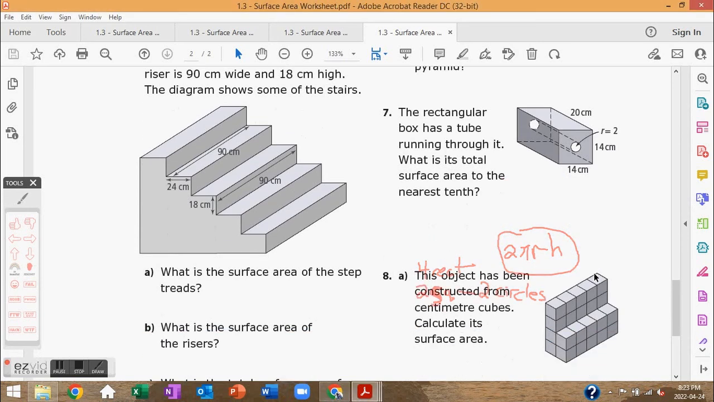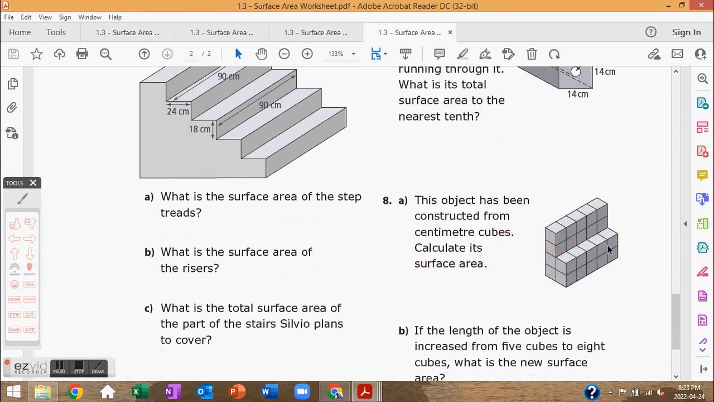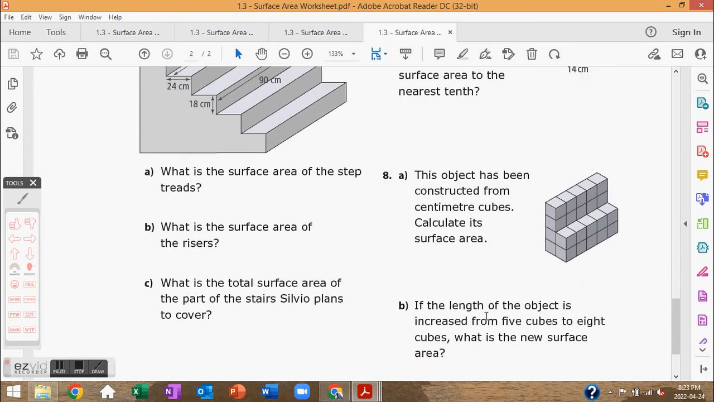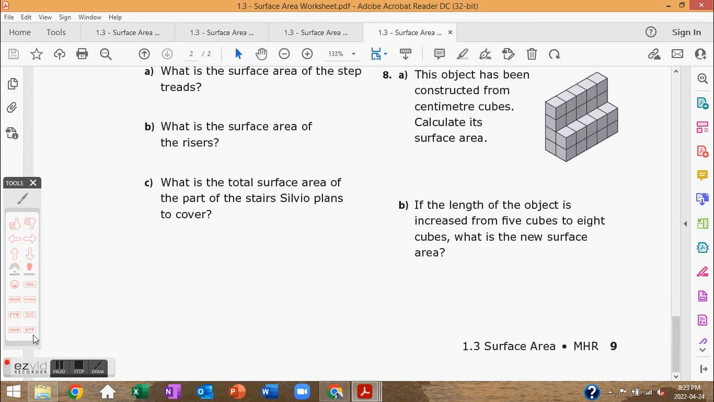Have fun. And finally, this has been constructed from centimeter cubes, calculate the surface area. Not too super hard, but go ahead and do this one. If the length is increased from 5 cubes, so right now it's 1, 2, 3, 4, 5 cubes long, to 8 cubes long, what is the new surface area? So go ahead with that as well. Have fun!